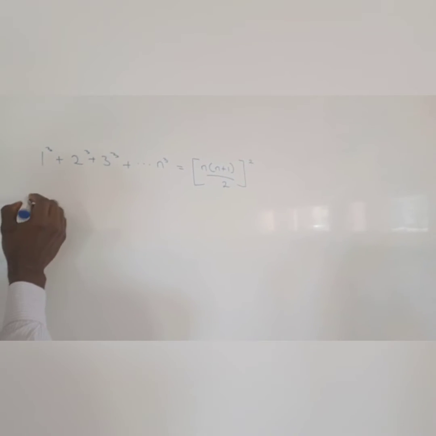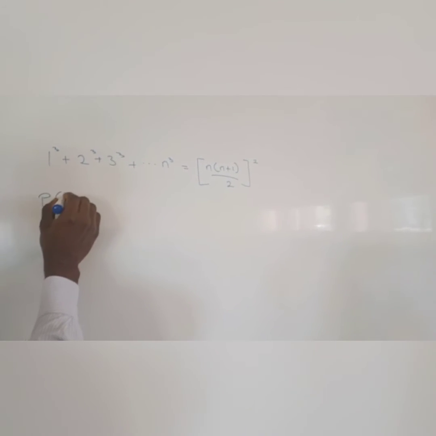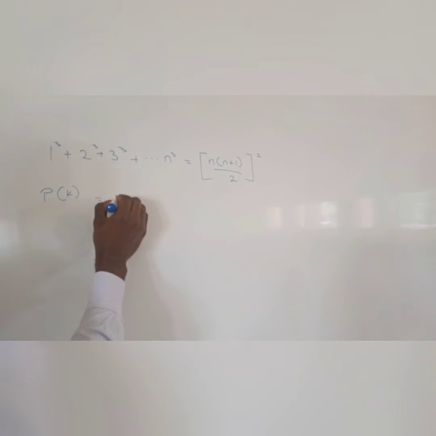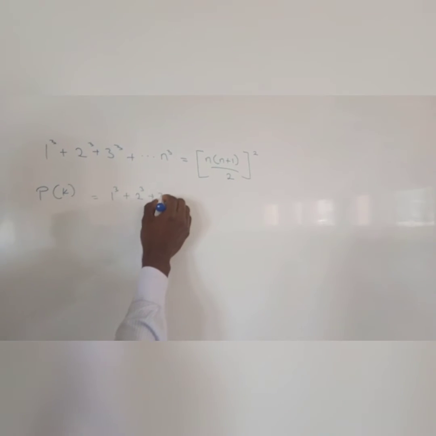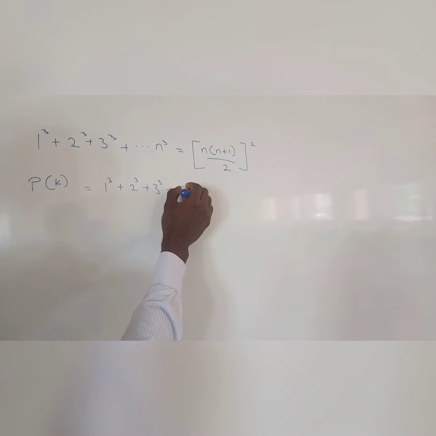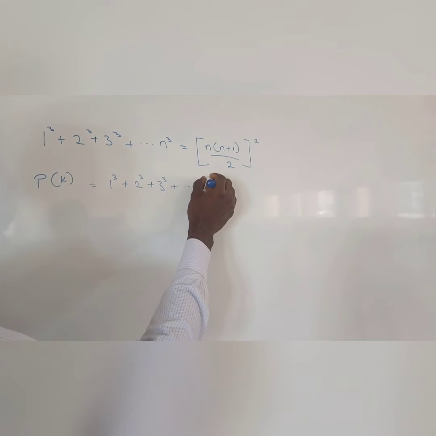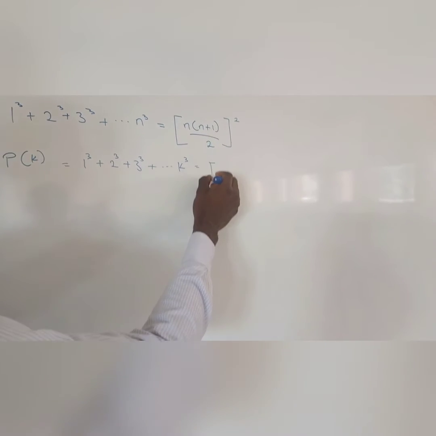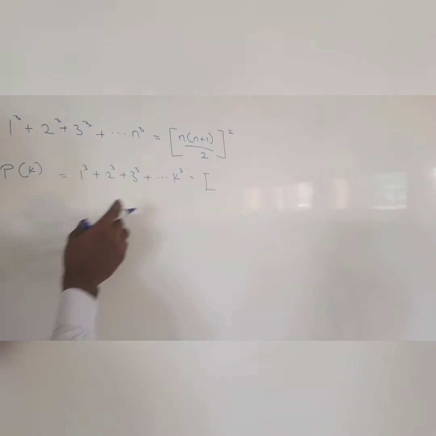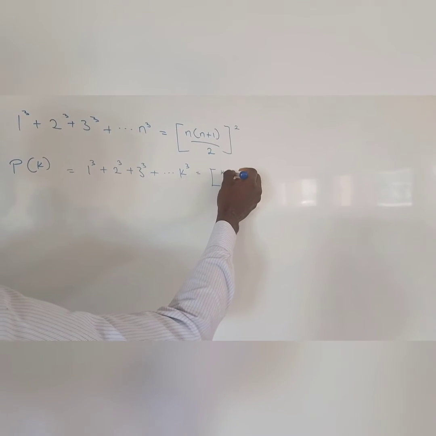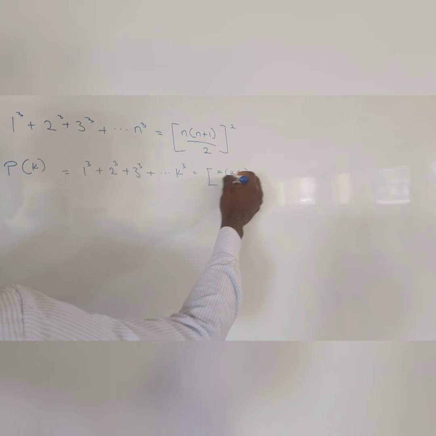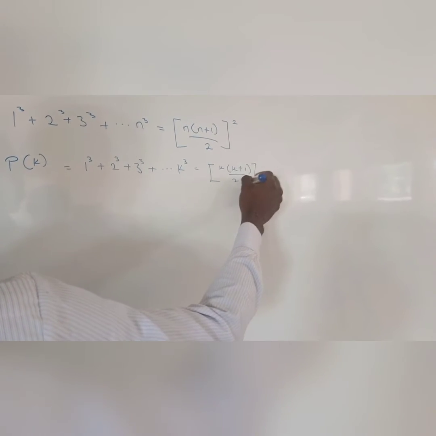And the first thing to do, the basic step, P of 1, and this becomes 1. Therefore, wherever you see n, you change it to k. I'll have k(k+1)/2, all squared.